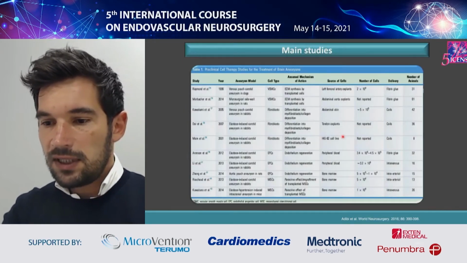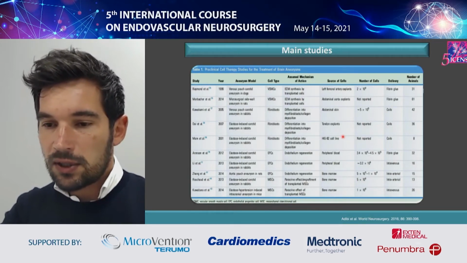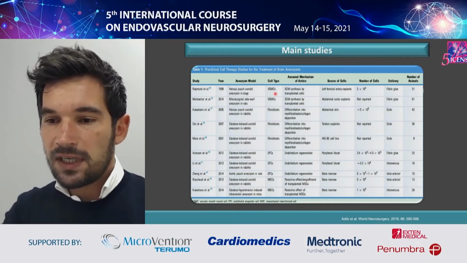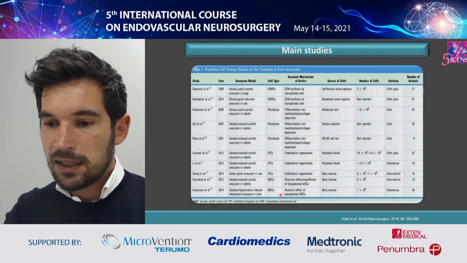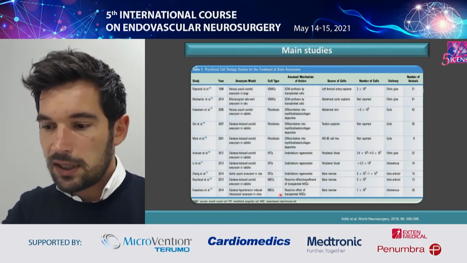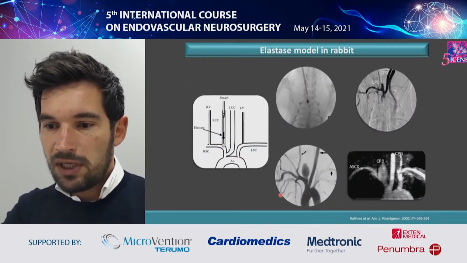So different studies tried to analyze the results of using vascular smooth muscle cells, fibroblasts, endothelial progenitor cells, or mesenchymal stem cells in models, mostly in rabbit models. This is the elastase model in rabbit we use here in Limoges.